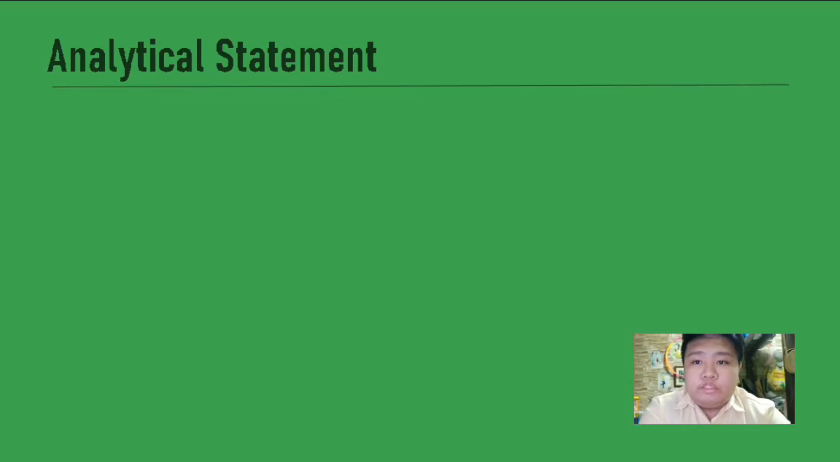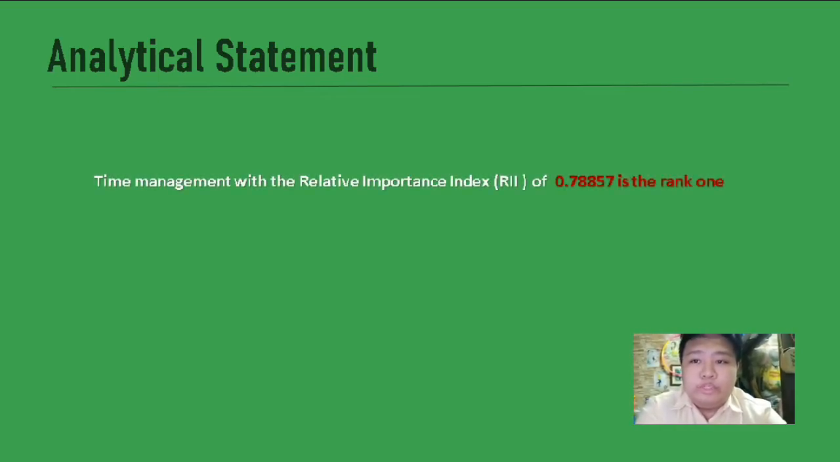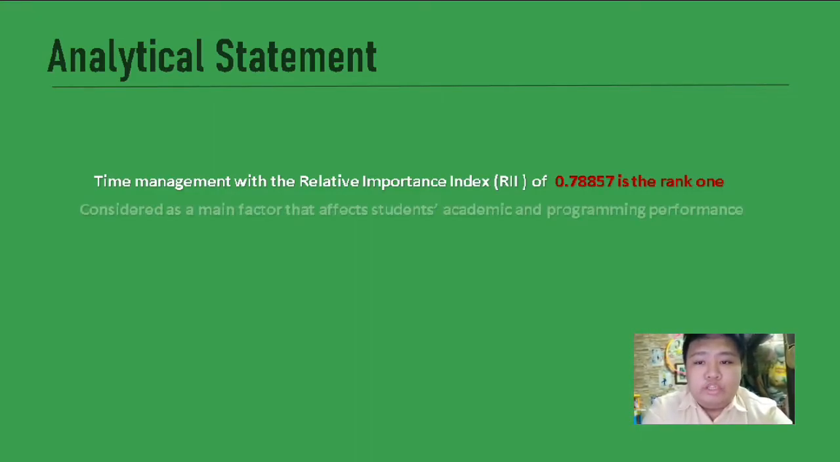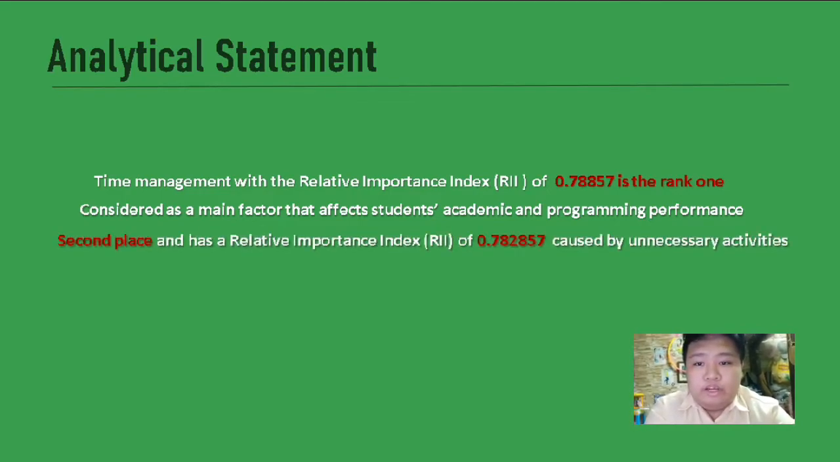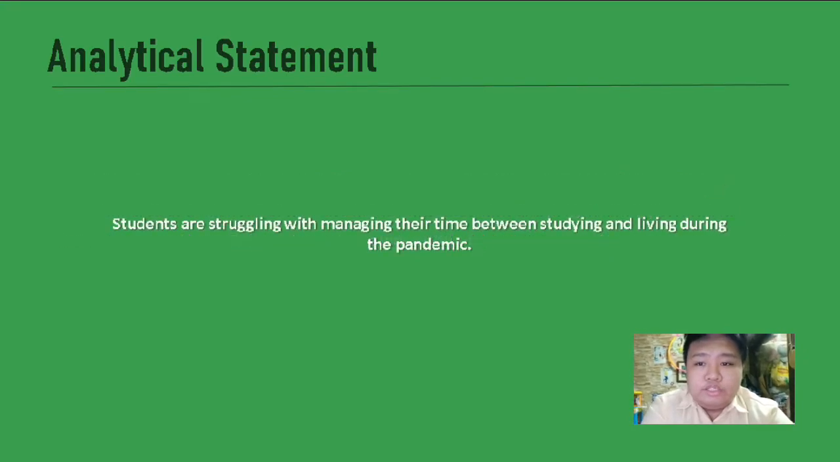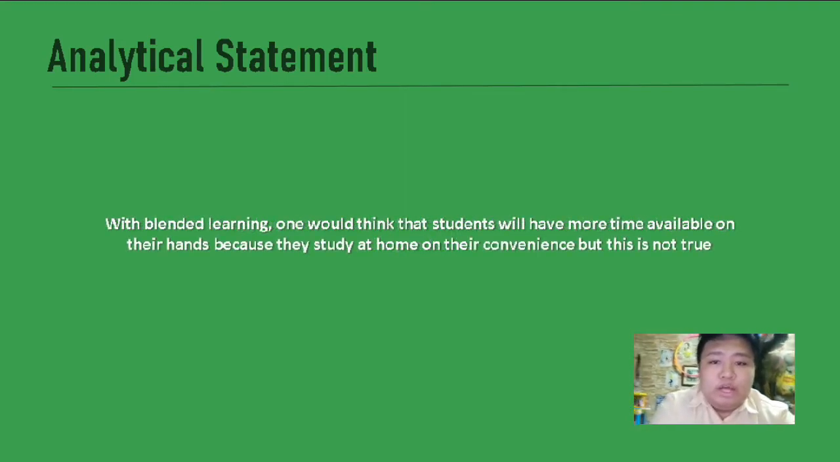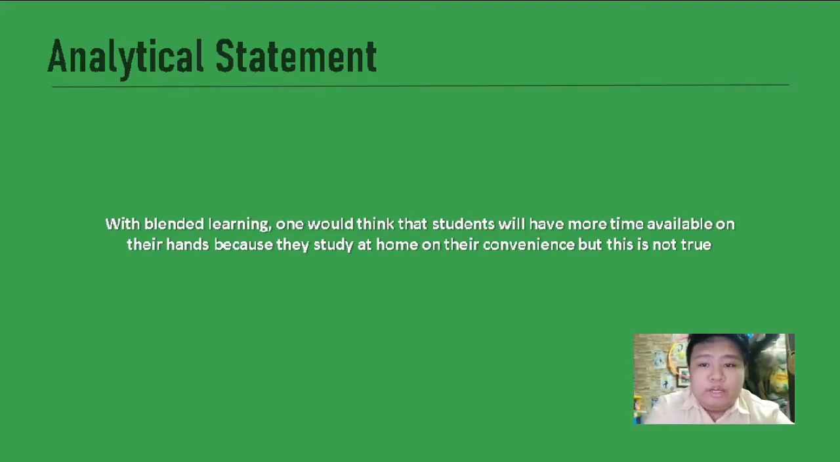The result of the tables above shows that time management, with a relative importance index of 0.78, is rank 1 and is considered the main factor that affects students' academic and programming performance, followed by distraction in second place, with a relative importance index of 0.78875, caused by unnecessary activities. Students are struggling with managing their time between studying and living during the pandemic. With blended learning, one would think that students will have more time on their hands because they study at home at their own convenience, but this is not true.